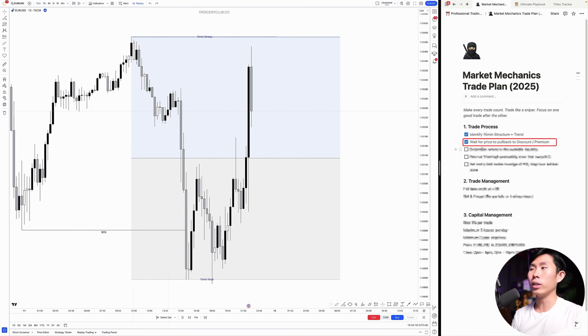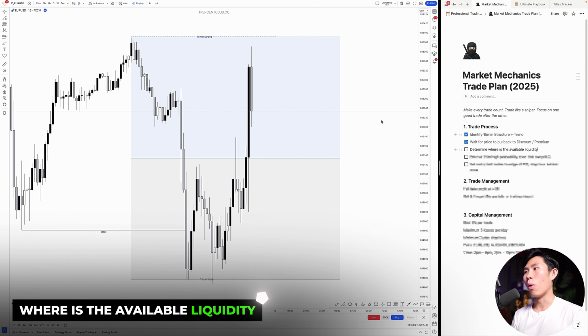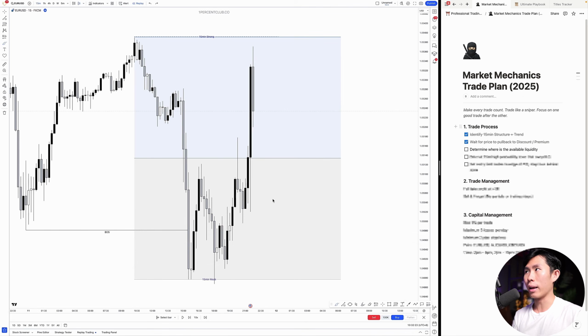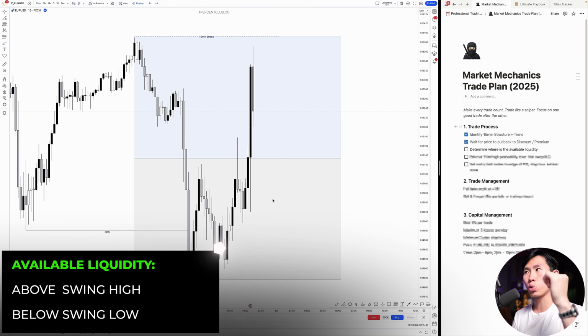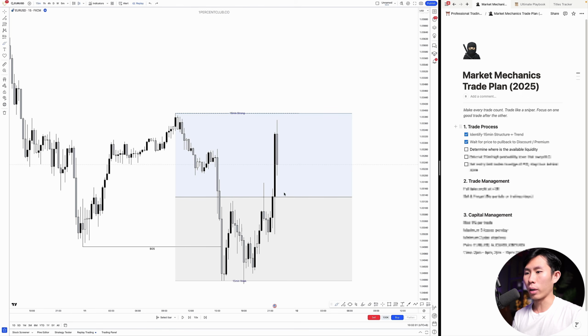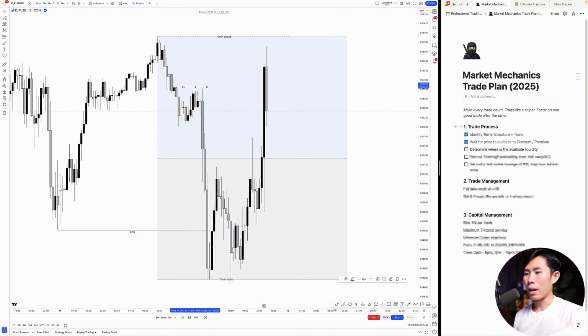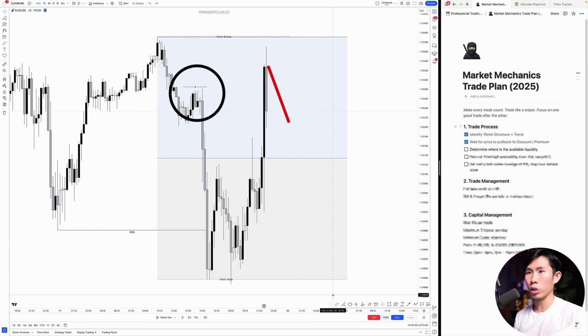Now, the third step is to determine where is the available liquidity, right? So when I'm looking at this swing range right here, we know that there is available liquidity above average swing high and below average swing low. And in the downtrend, just like this, we are looking for available liquidity above the swing highs to be swept. So based on this, we saw that price went down, pulls back, and then goes down even further, right? So this just tells us that there is available liquidity above this swing high itself. So that is why I put a liquidity indicator right there to tell me that right now price could potentially come up there and sweep the available liquidity above this high before it actually goes down.